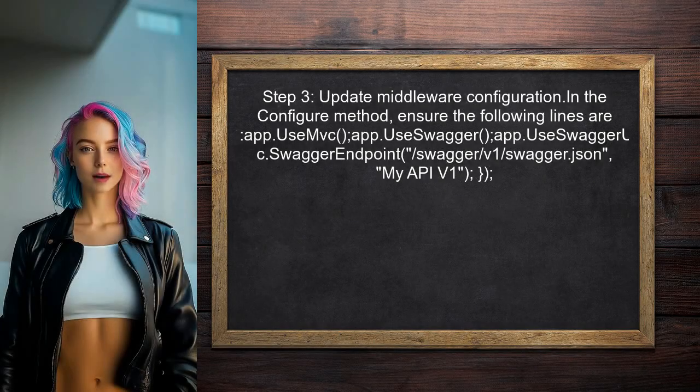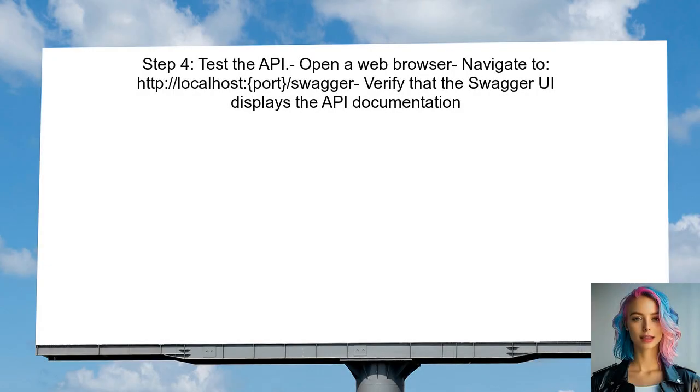Now the user needs to update the API configuration in the Configure method. This ensures that the API Explorer is available when Swagger is being used. Finally, the user should test the API to confirm that the Swagger UI is functioning correctly. This can be done by navigating to the Swagger UI endpoint in a web browser.